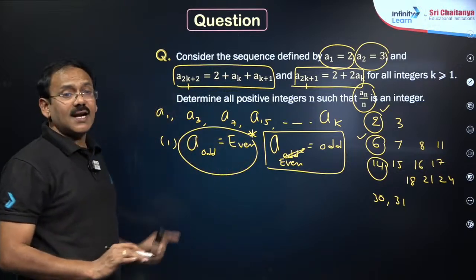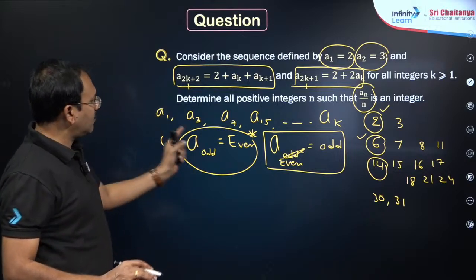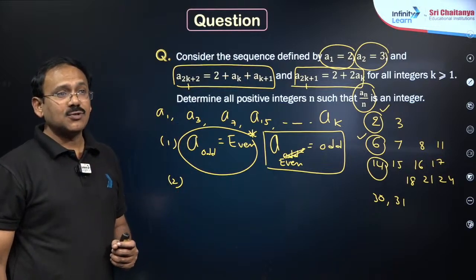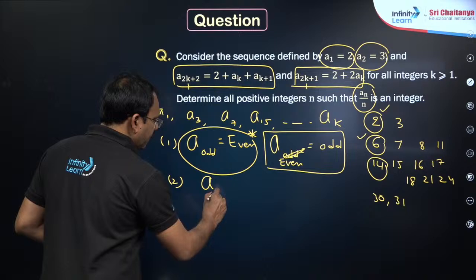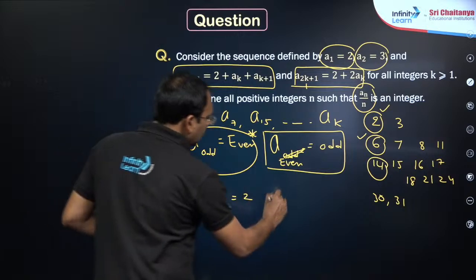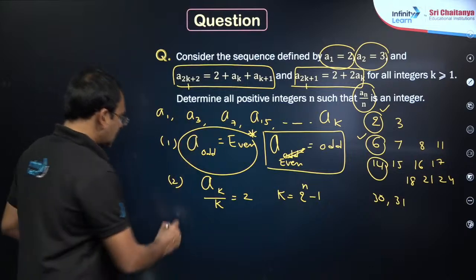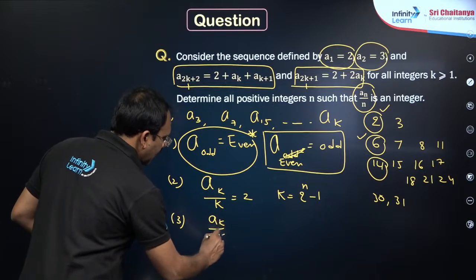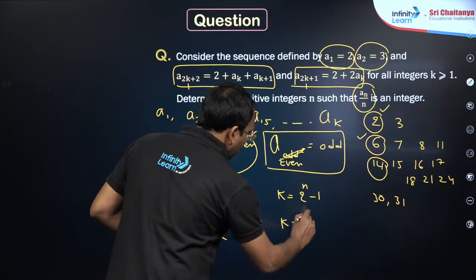Fine, okay. And the second observation is, my dear friends, here we need to determine the cases where this pattern holds. This pattern I have observed, so I am going to prove the second part. Case 1, I am going to prove a k by k is 2 if k is of the kind 2 power n minus 1. The third thing that I prove is a k by k is more than 1 and less than 2 when k is not equal to 2 power n minus 1.